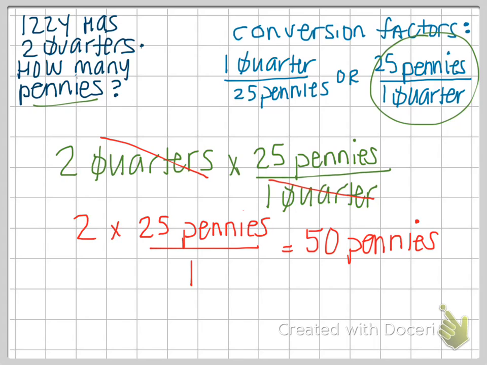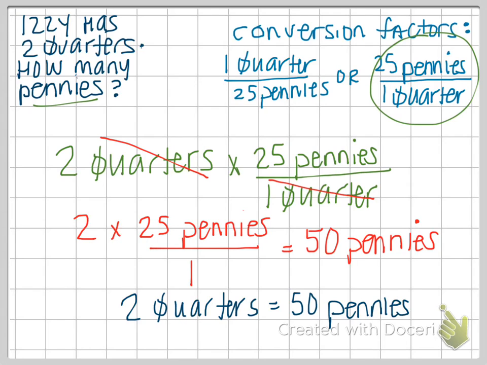So I can see here from solving this problem that 2 quarters equals 50 pennies. But we knew that because we did that in our heads. But what I'd like to point out again is the difference between the units. In terms of quarters, I have fewer of a larger unit, and in terms of pennies, I have more of a smaller unit, but the value is exactly the same.